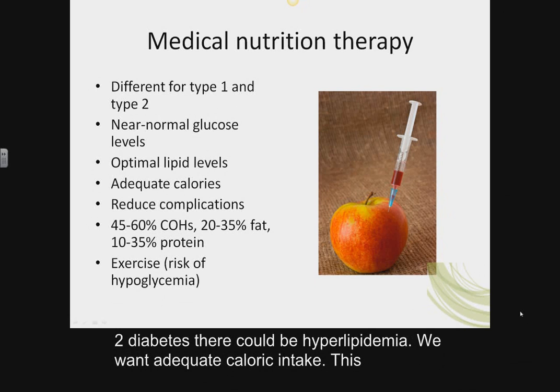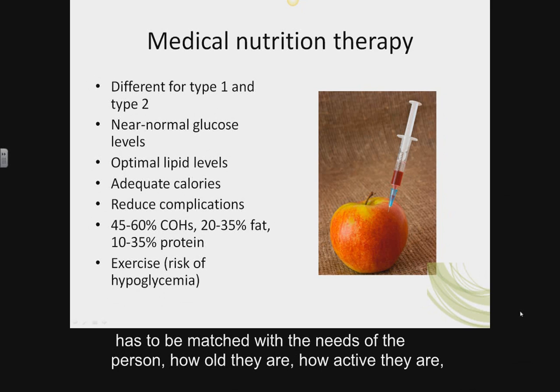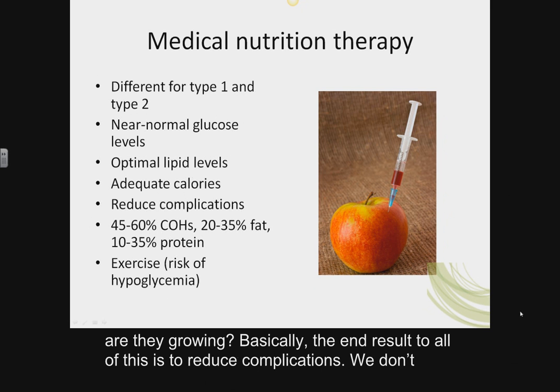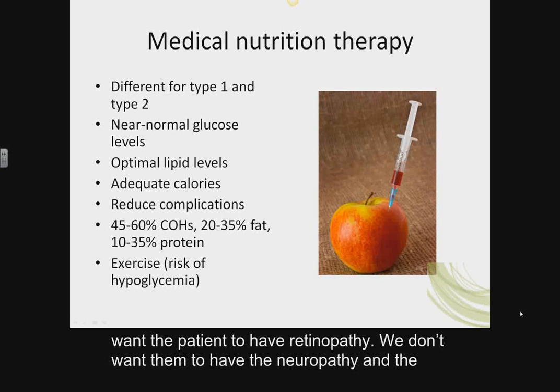We want adequate caloric intake. This has to be matched with the needs of the person: how old they are, how active they are, are they growing? Basically, the end result to all of this is to reduce complications. We don't want the patient to have retinopathy. We don't want them to have the neuropathy and the nephropathy.